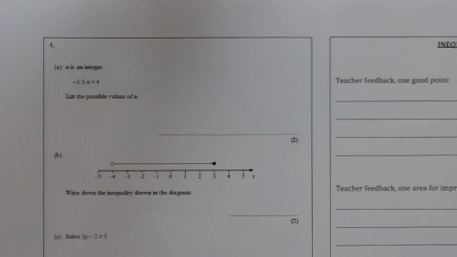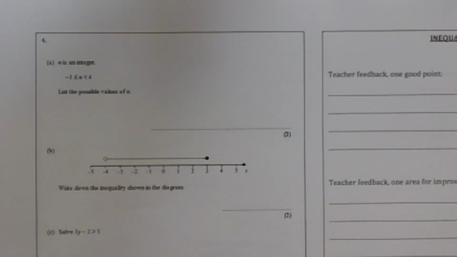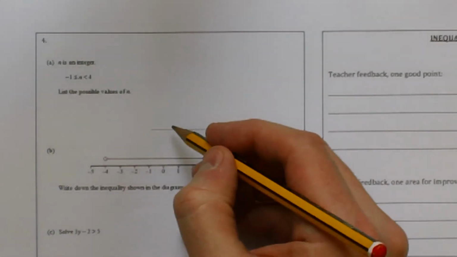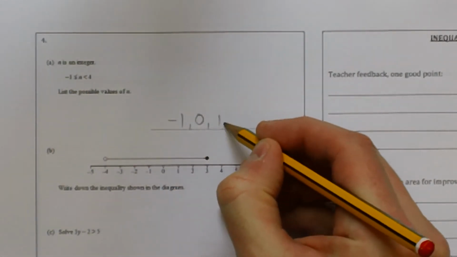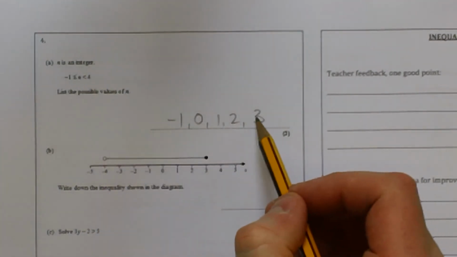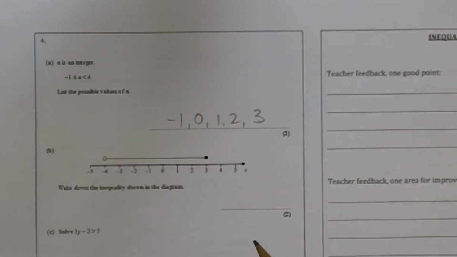And finally, question number 4. Again, same idea. List all the possible values for the integer n. We start at minus 1. But we've got a strict inequality on the right. We can never be equal to 4. So we stop at 3.